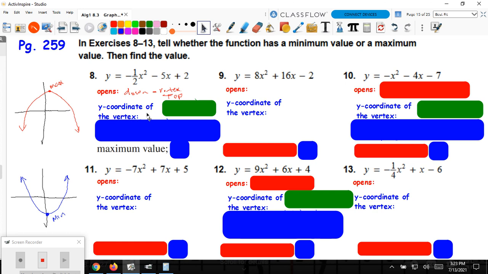What's the y-coordinate of the vertex? In order to find the y-coordinate of this vertex, we're going to have to find the x-coordinate first. We do that just like we did before with negative b over 2a. So x is equal to negative b over 2a. That will give us the x-coordinate. Then we plug that in to find the y-coordinate, and that will be our value, in this case the maximum value.